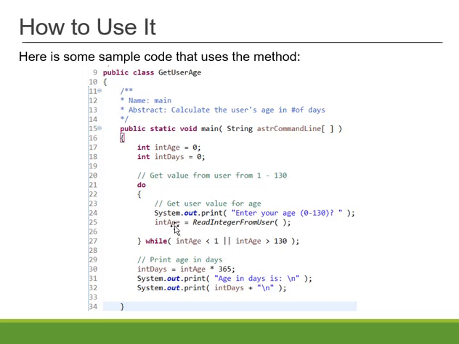Now line 25, that's where I execute the method read integer from user and store the results of that in integer age. So once the user enters an age in the correct range, I'm going to multiply that by 365 and output that to the console.